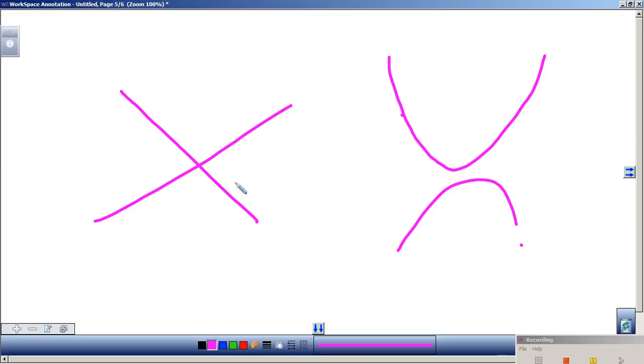Hyperbolas, in the long run, they're approaching this line. That's why we call it the asymptotes. Do parabolas have asymptotes? No, parabolas do not have asymptotes, because they are not approaching a line ever.